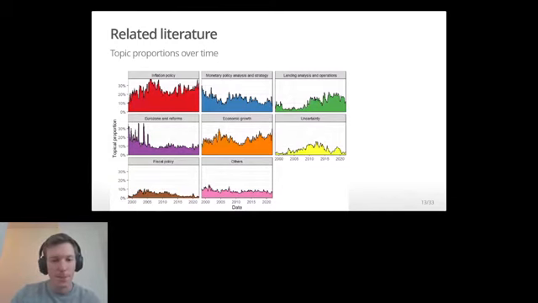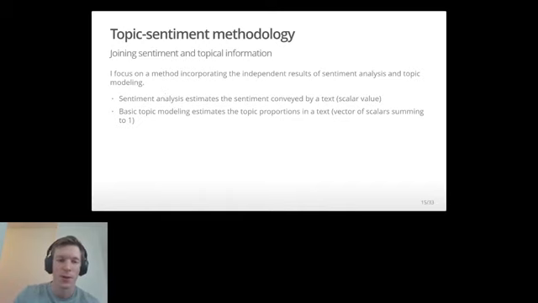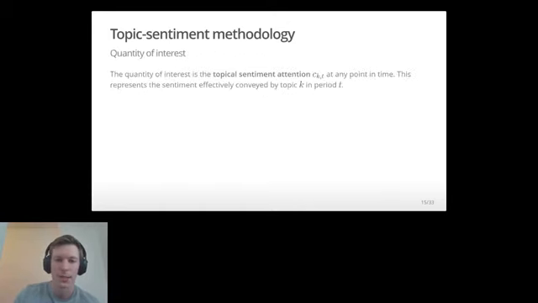Now I'm going to speak about the topical sentiment methodology, and I'm going to be fast, so sorry if it is complicated. But basically, the idea is that using sentiment analysis and topic modeling, you have some information at the document level. You have one scalar value that tells you the sentiment orientation of a text, and then you have a vector of topic proportions. And we want to use these two to derive something called the topical sentiment attention at any point in time, which is basically the sentiment effectively conveyed by a given topic in a period.